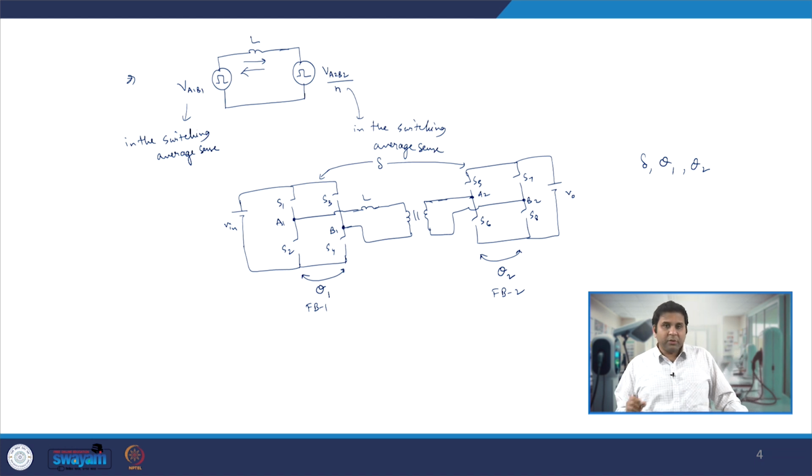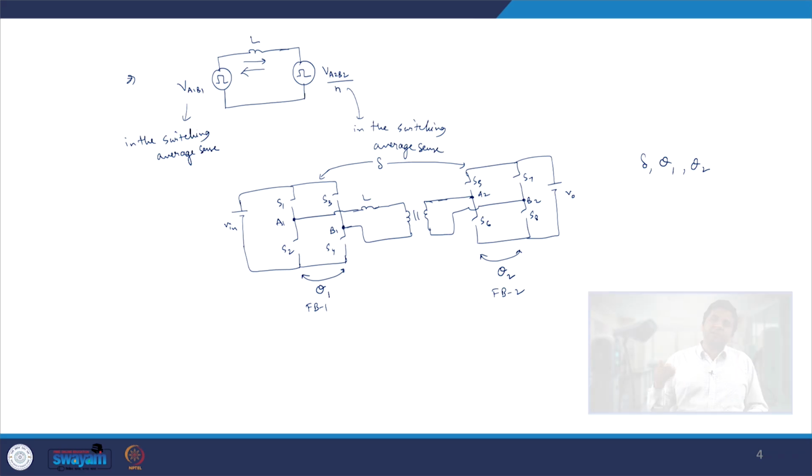So by doing this, different kinds of modulations are possible, and the moment we control the voltage of A1 B1 and A2 B2, we can either control the magnitude of the voltages applied from A1 B1 and A2 B2, or we can provide the phase shift between A1 B1 and A2 B2. In both cases, we can control the power flow going from A1 B1 to A2 B2 or from A2 B2 to A1 B1. So that is why there are so many modulations possible in these dual active bridges.